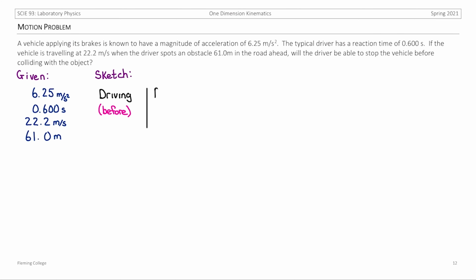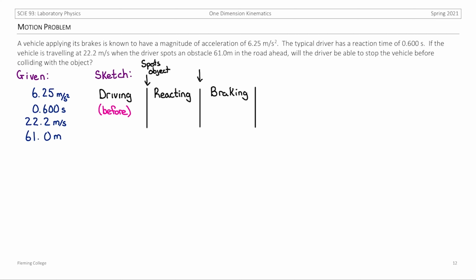And after that point of interest, the driver begins to react. So this is where our reaction time carries in. After that reaction time, the vehicle is now braking. And at some point in time, that vehicle is going to come to a full stop.